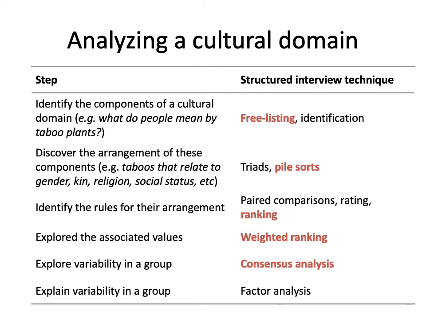You also want to know if everybody in your community agrees. Is it true that these types of vegetables are associated with poor people? If you do a consensus analysis, you compare the pile sorting, or you compare the values given to those vegetables among many people. Does everybody agree that this is poor people food? Or do the poor people say, no, this is rich people food, or we never eat it, so why is it associated with poverty? And you can also explain the variability in the group by factor analysis, something that we will not discuss today.